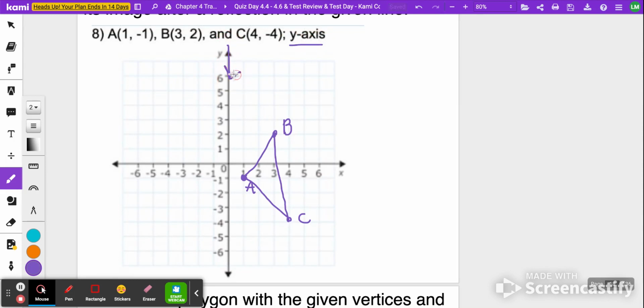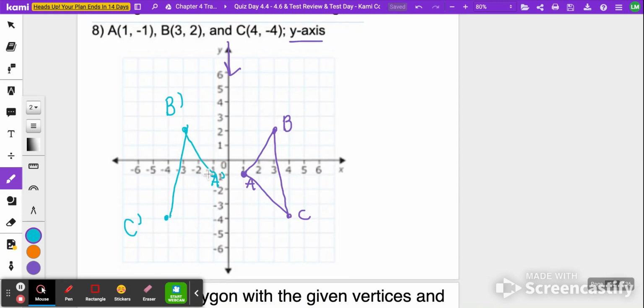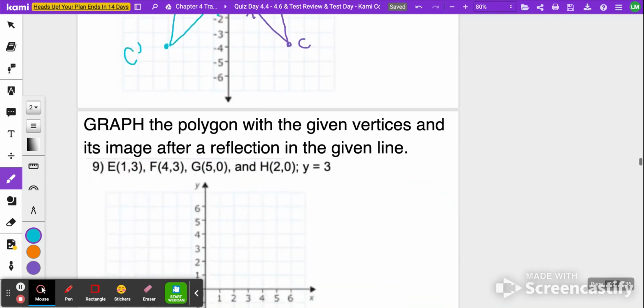Again, this is the y-axis, so I'm just going to count how far is each point away from the y-axis. A is 1 step away, so I'm going to plot the point 1 step to the left. B is 3 steps away, so 3 steps on the left. And C is 4 steps away, so 4 steps to the left. As I connect those points, you should see a reflection of A to A prime, B to B prime, and C to C prime across the y-axis.